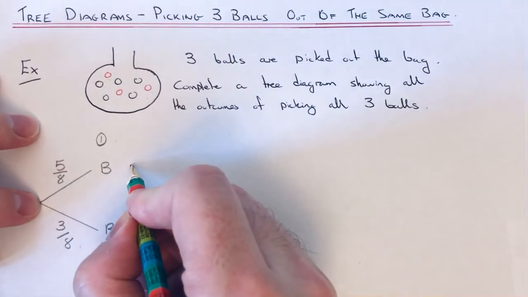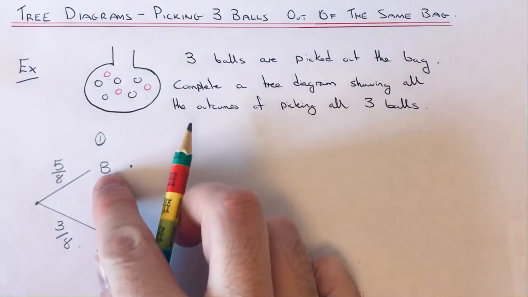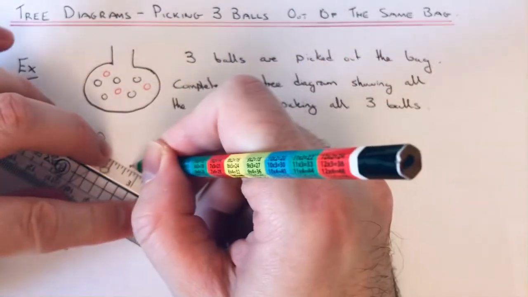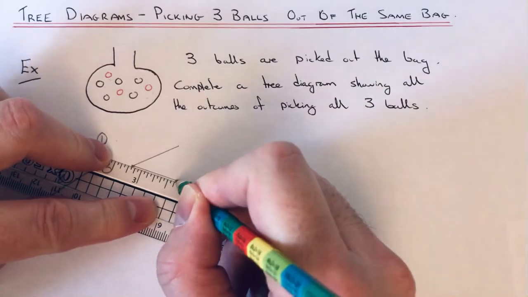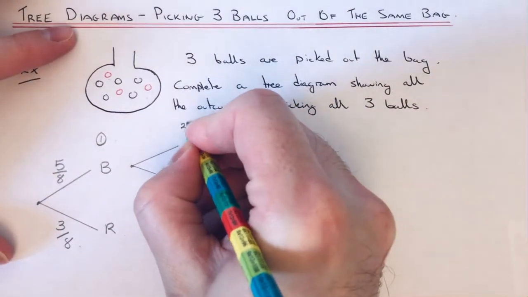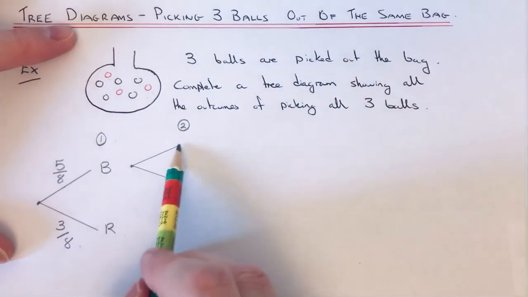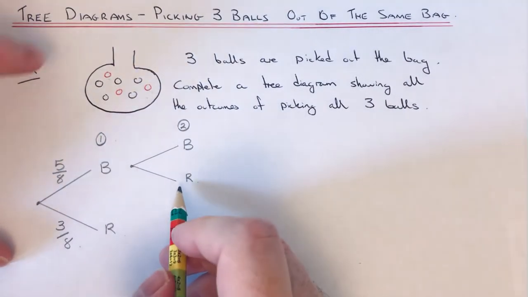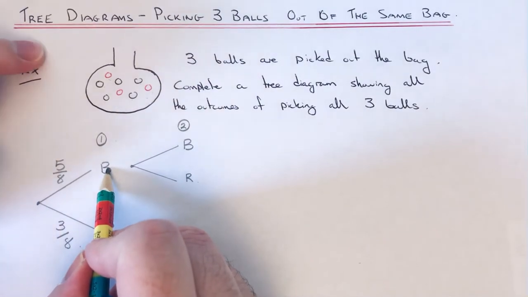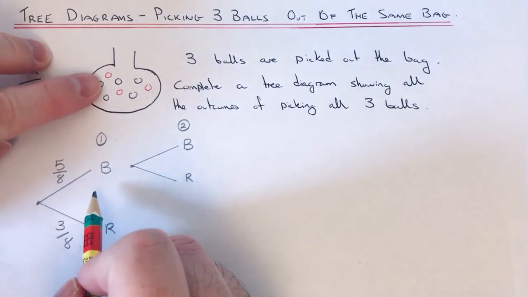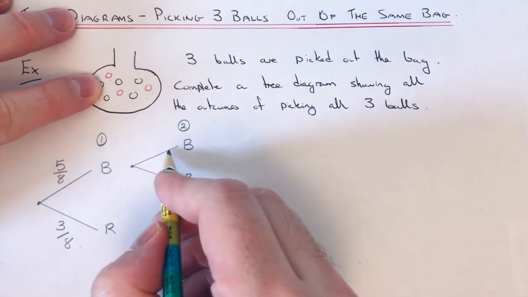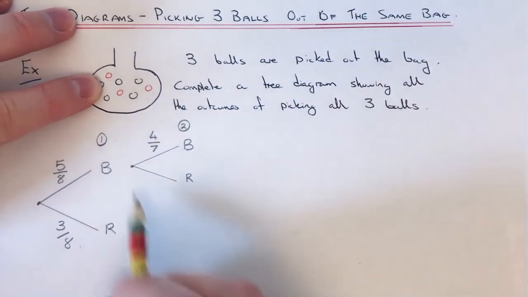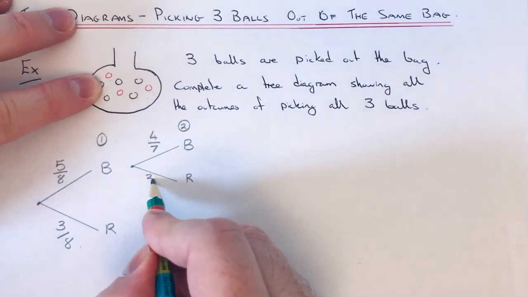So I'm then going to pick another ball out. So remember, I've picked out a black ball previously. So these two branches are for my next ball. So for my second ball, again I can pick out a black or a red ball. So remember, I've picked out a black previously, so that has gone. I could cover that one up if it's easier. So the probability of picking another black would be 4 out of 7. And then a red would be 3 out of 7.